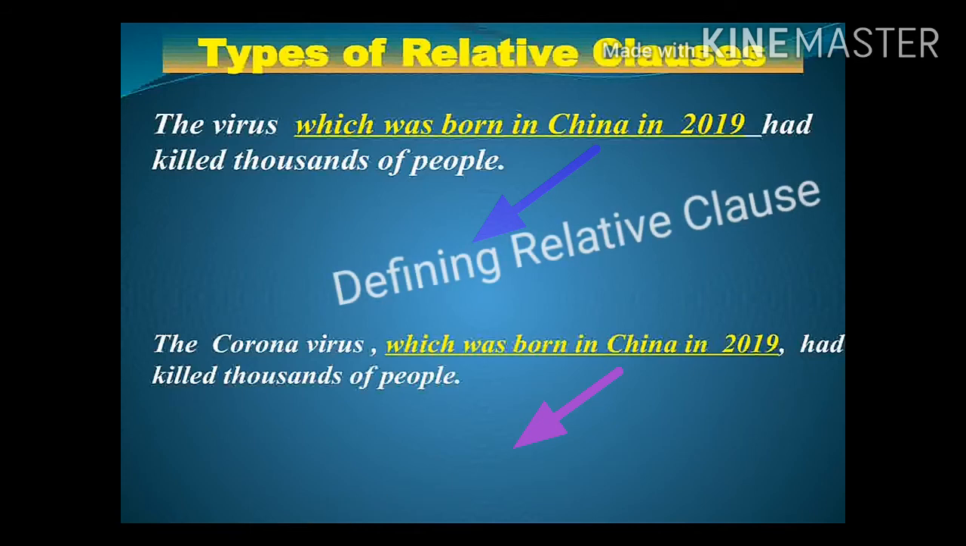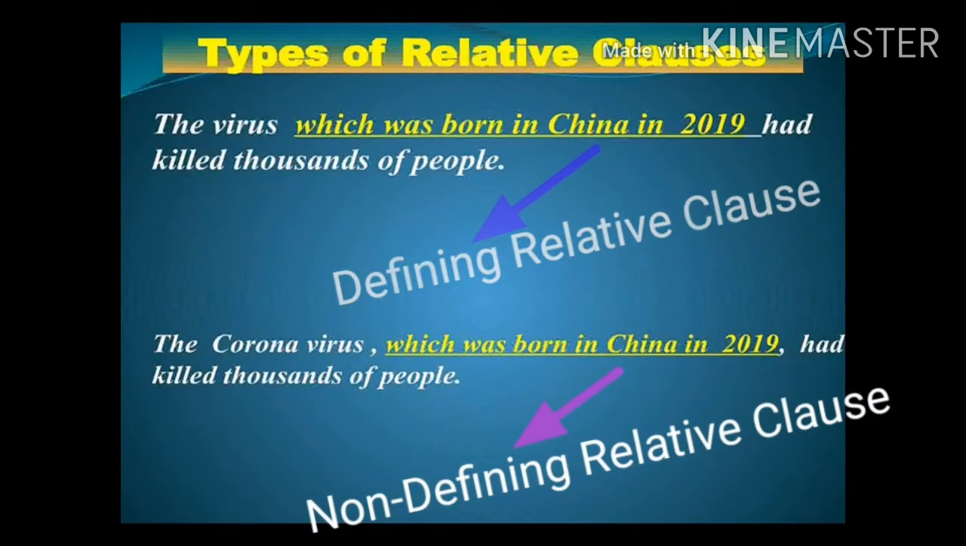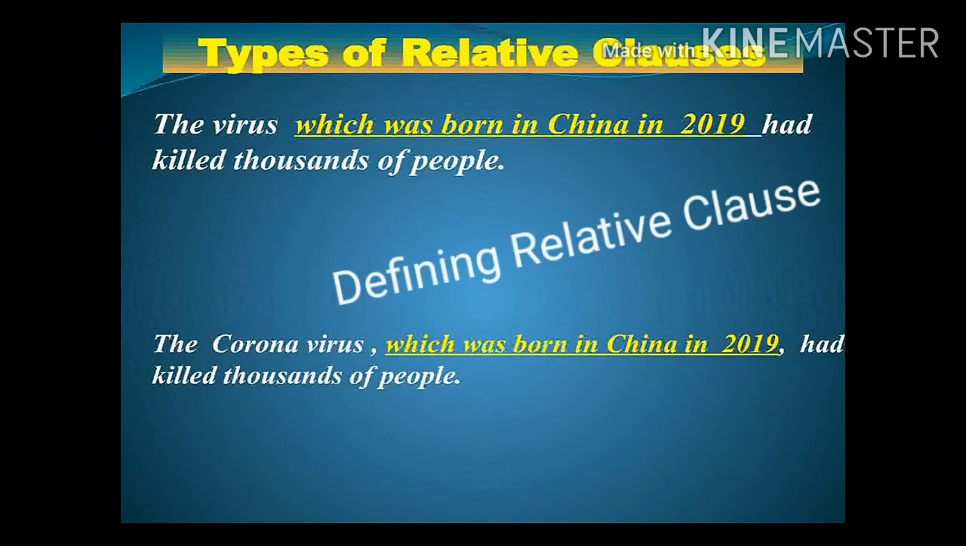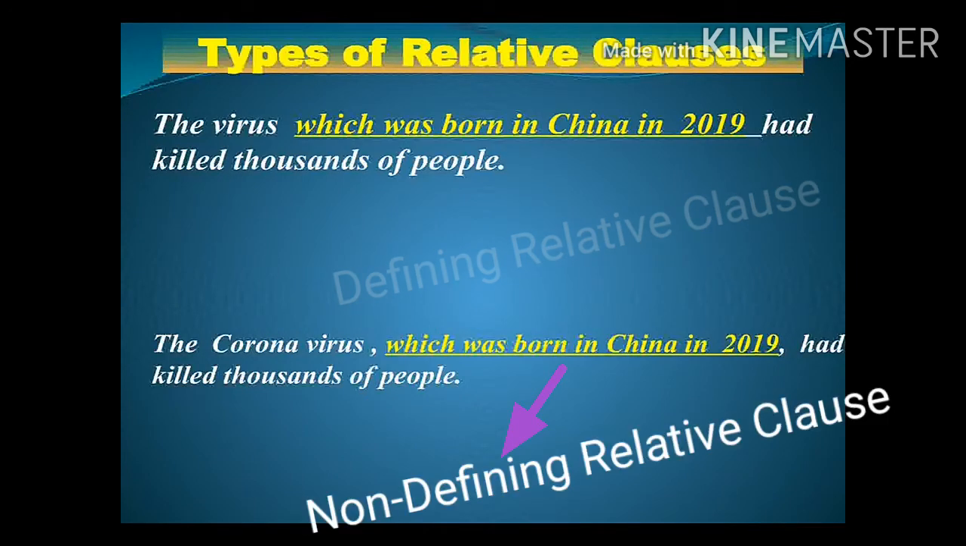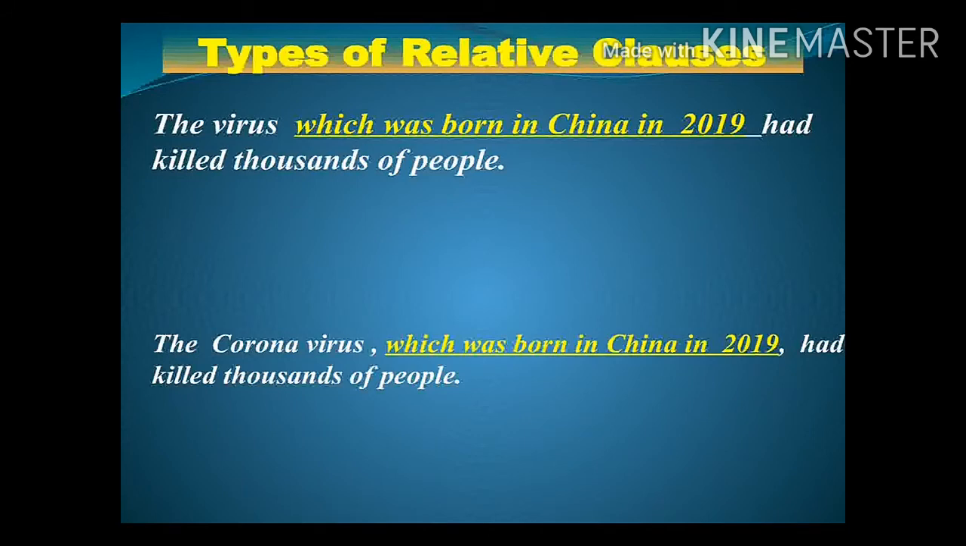If the information is unnecessary or extra, as shown in the next example, it is called a non-defining relative clause. In the second example, the coronavirus, which was born in China in 2019, had killed thousands of people. Here we can understand that the relative clause, which was born in China in 2019, gives extra information about the coronavirus. It is not necessary, hence it has to be included between two commas. It is called a non-defining relative clause.